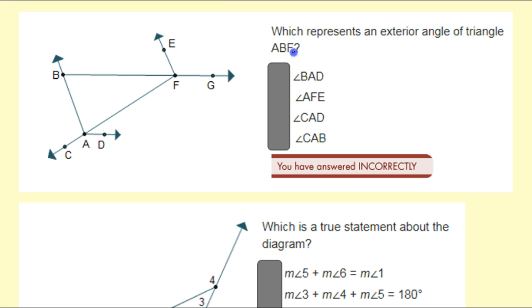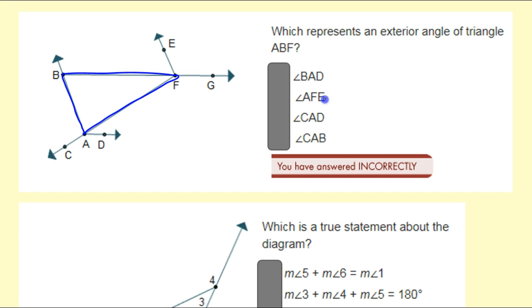So now triangle ABF, so ABF, alright, this is the triangle in question. So let's see. Is angle BAD an exterior angle? No. It would have to be a straight line extended like this. Okay, angle BAD goes at an angle, so that's not an exterior angle.